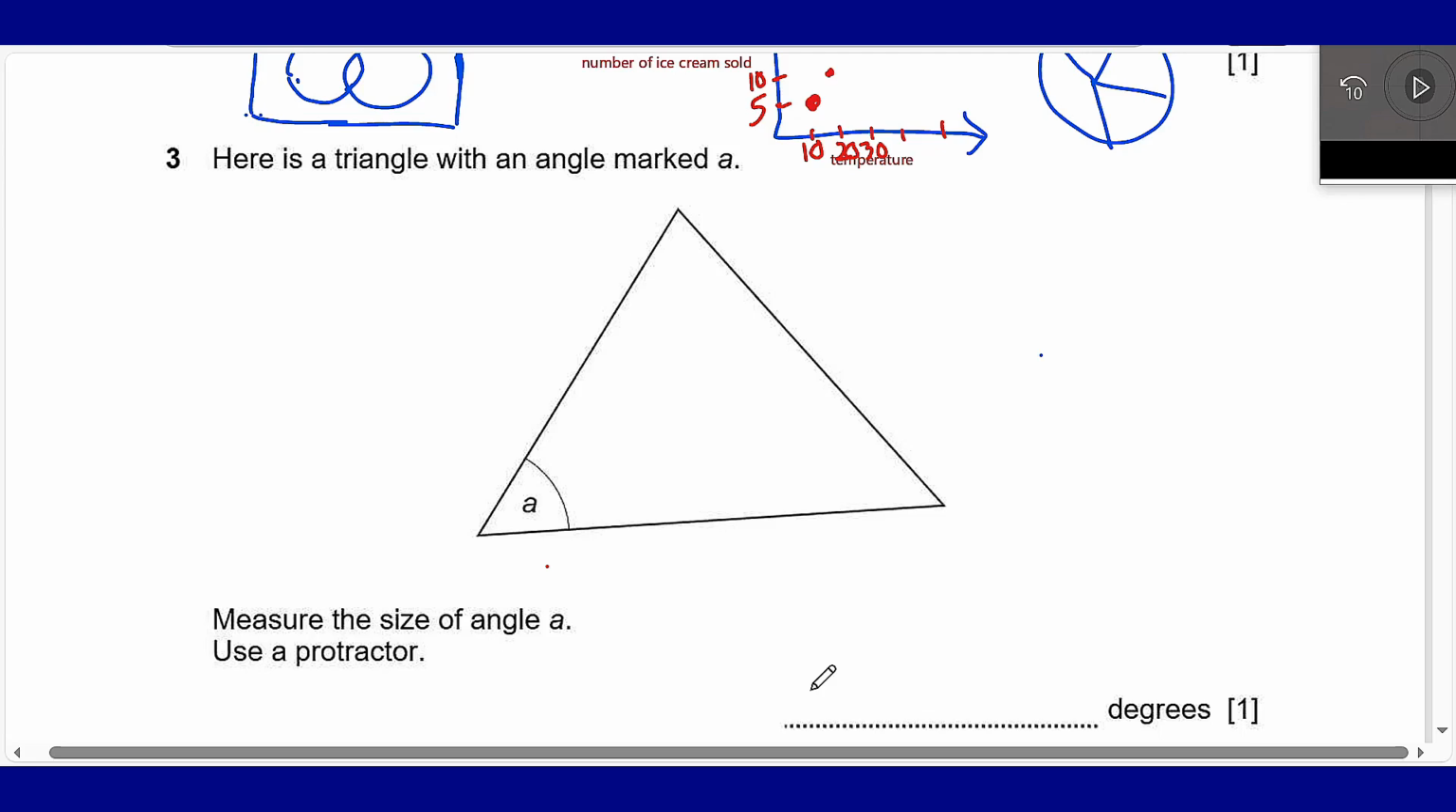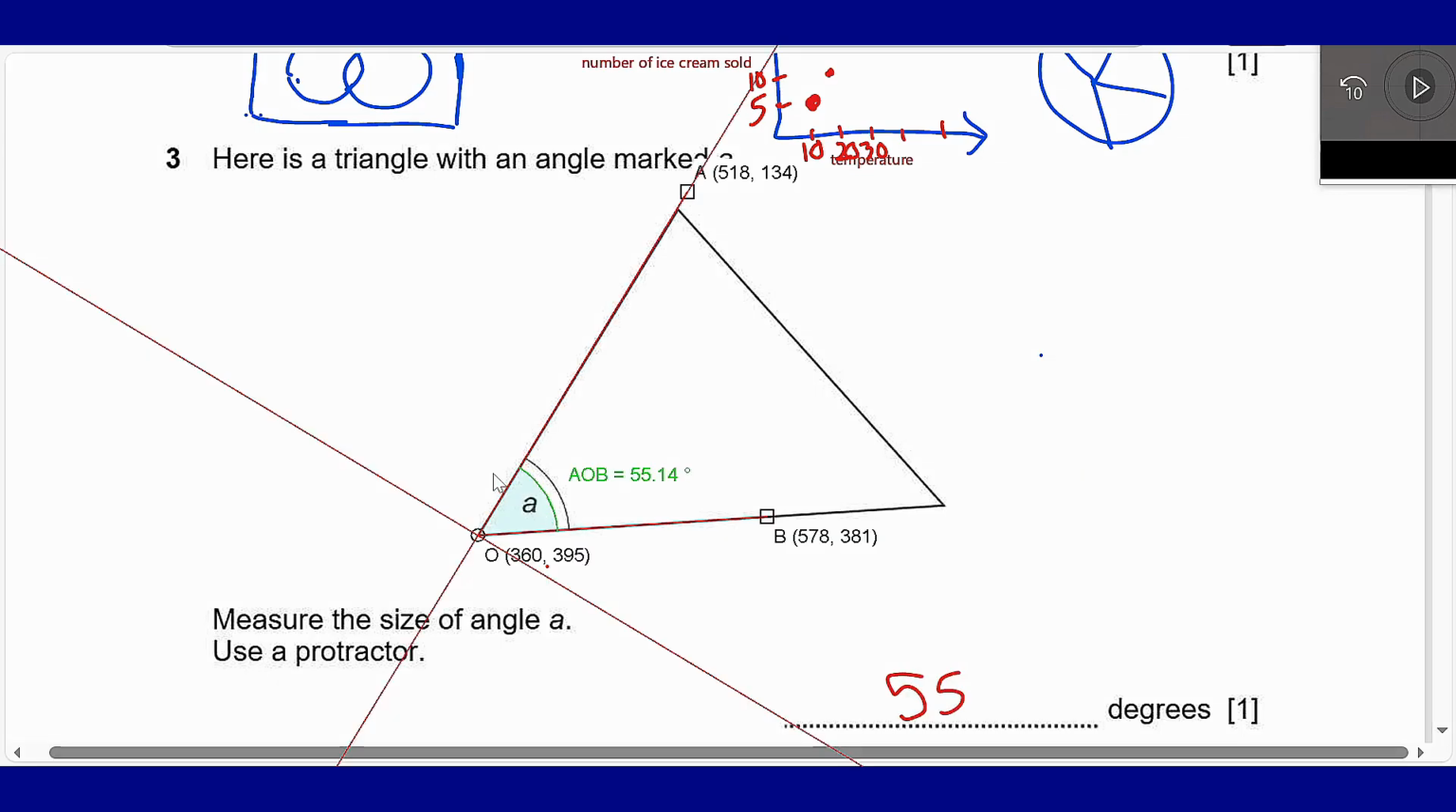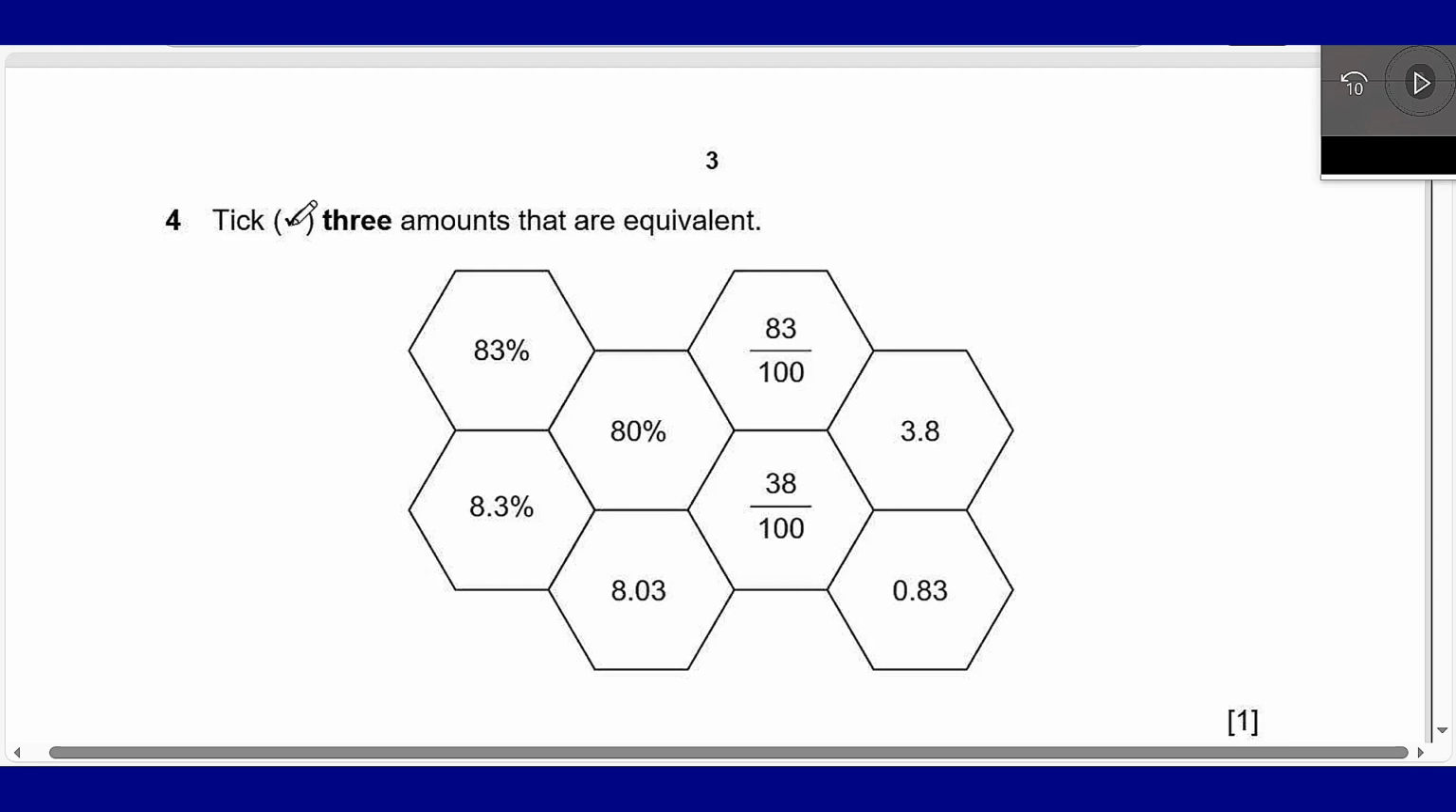Okay, the answer is 55 degrees. So we just have to measure with the protractor. So this is the online protractor. We just have to make this one side overlap with the side of where the angle A is, and the other side, and we measure the angle, which is around 55 degrees. Let's move on. Now it's number 4.